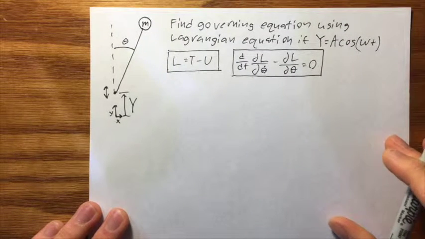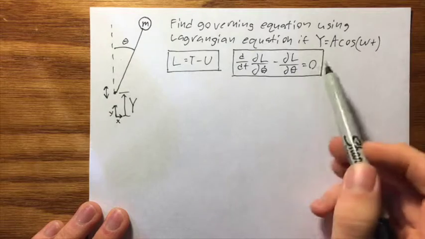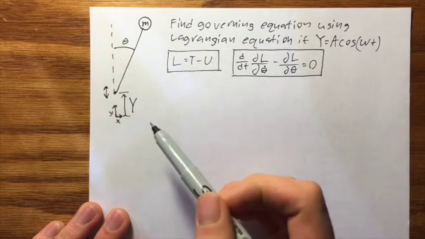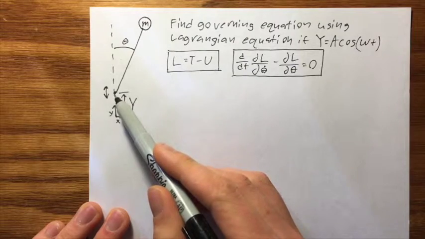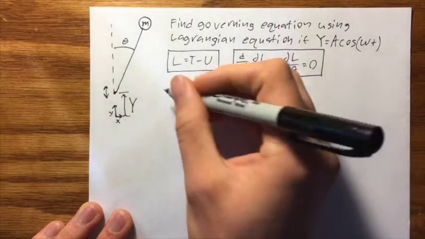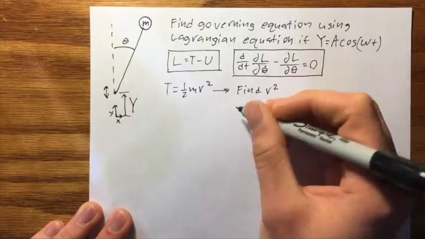It's the Euler-Lagrange equation. And this here is the angular form of that. And here's the diagram of the system. You can see that the point the pendulum is attached to is going to be moving up and down with sinusoidal motion. Our first step is to find the kinetic energy of the mass at the end of the pendulum.